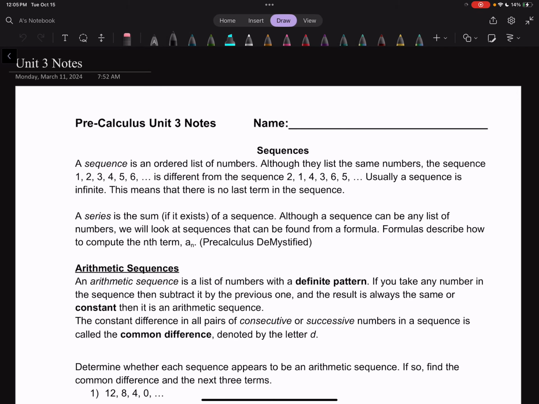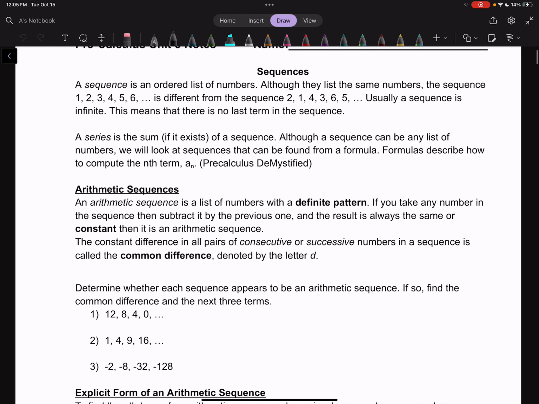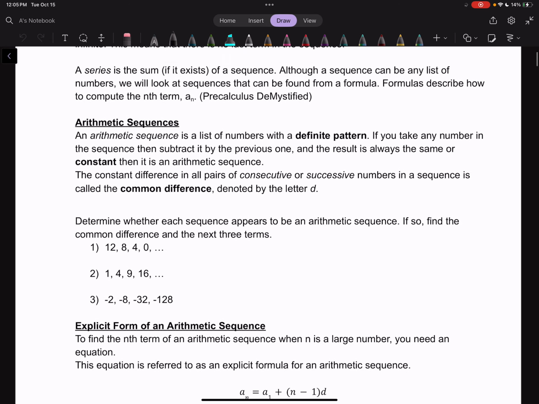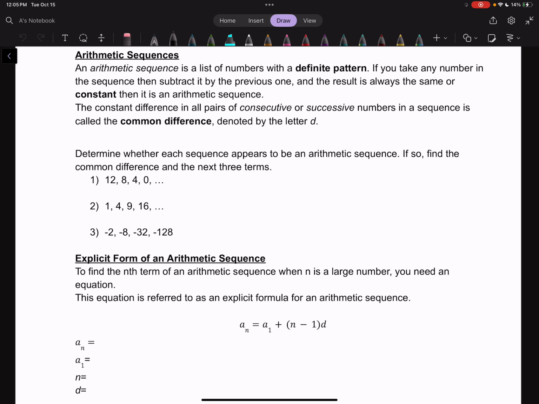Today we're going to talk about sequences. A sequence, in layman's terms, is just a pattern of numbers. Now these can be a pattern from addition or a pattern by multiplication. We're going to take a look first at arithmetic sequences, which is just a pattern of addition.